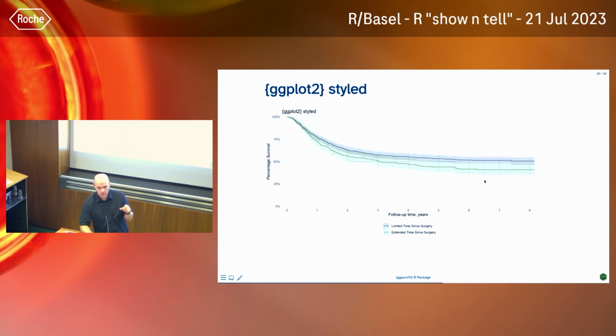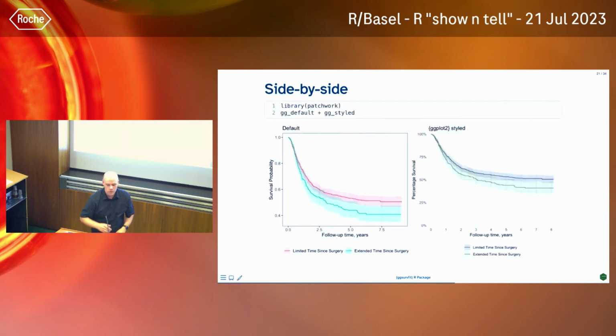I think the other important thing to state is these are all ggplot objects, so then you can use packages like patchwork or cowplot to put them side by side, so you can do additional things here.